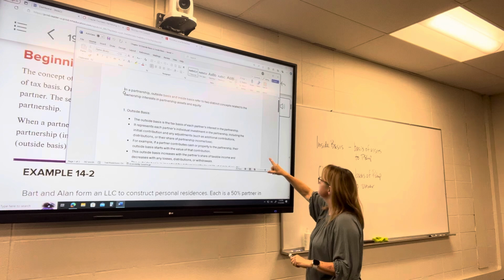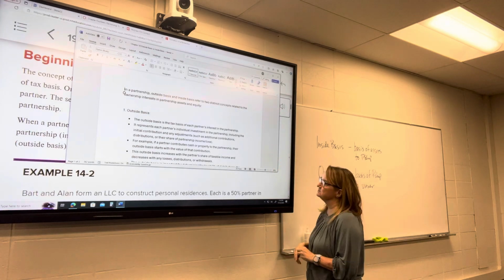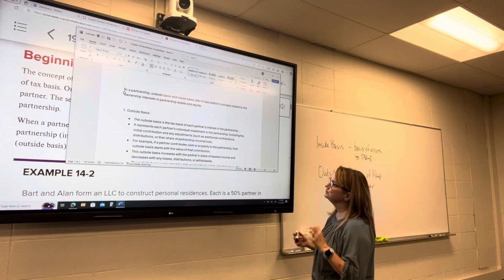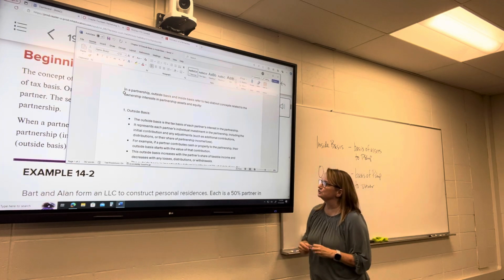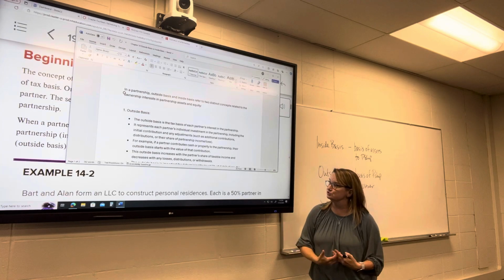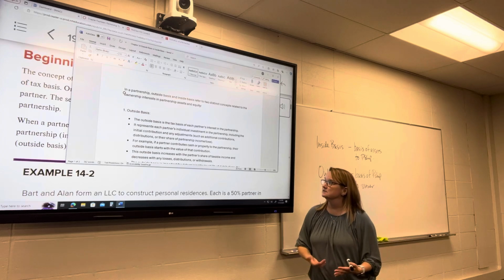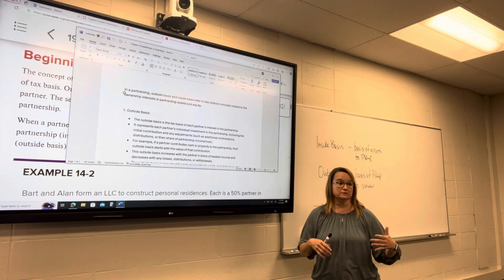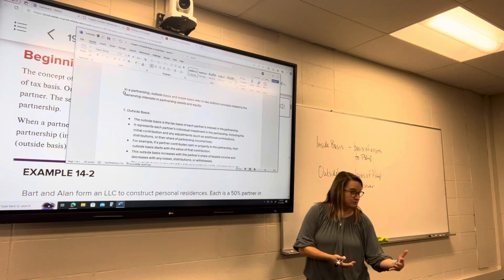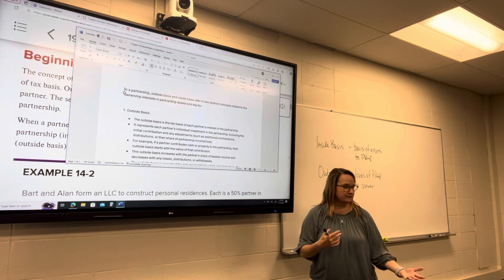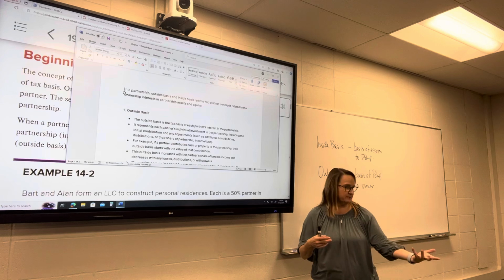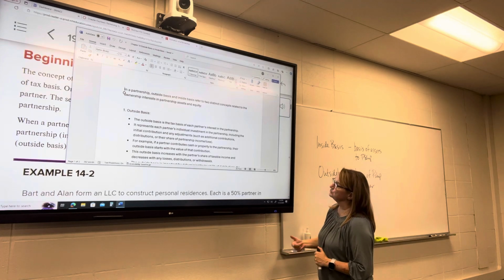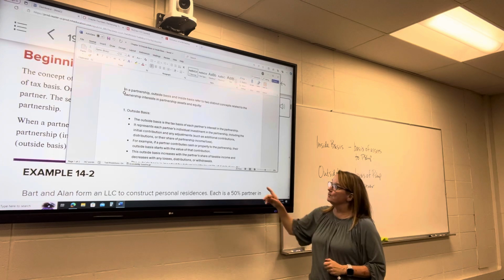So outside basis, we're starting with outside basis. Basis of each partner's interest in the partnership. The partner's individual investment in the partnership, which includes the initial contribution and any adjustments, such as additional contributions that they've made along the way. So you made the initial $1,000 contribution, but then maybe next year you make another $1,000 contribution. You give the partnership $1,000 more. That increases your outside basis, the partner's outside basis.